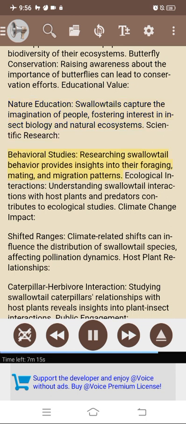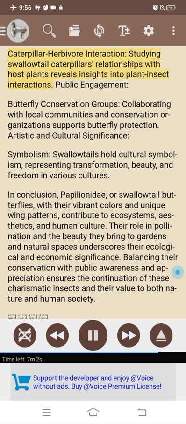Scientific research. Behavioral studies. Researching swallowtail behavior provides insights into their foraging, mating, and migration patterns. Ecological interactions. Understanding swallowtail interactions with host plants and predators contributes to ecological studies. Climate change impact. Shifted ranges. Climate-related shifts can influence the distribution of swallowtail species, affecting pollination dynamics. Host-plant relationships. Caterpillar-herbivore interaction. Studying swallowtail caterpillars' relationships with host plants reveals insights into plant-insect interactions.